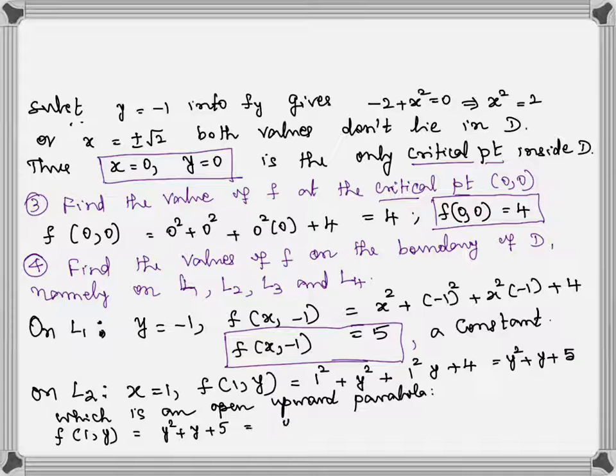So f(1, y), which is y squared plus y plus 5, if you complete the square and find the standard form, it is (y plus 1/2) squared plus 19/4. So this is a parabola with vertex at y equals negative 1/2. An open upward parabola will have a minimum at the vertex corresponding to negative 1/2, but the maximum is attained when y equals 1, on this L2.